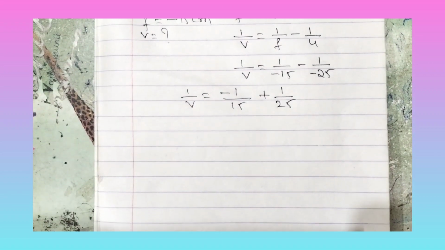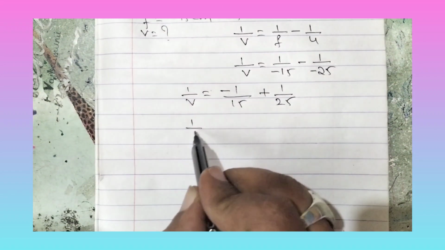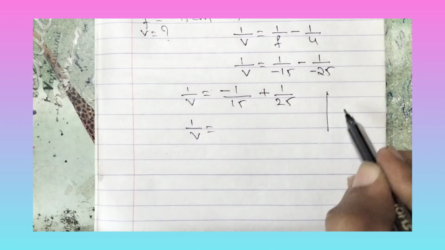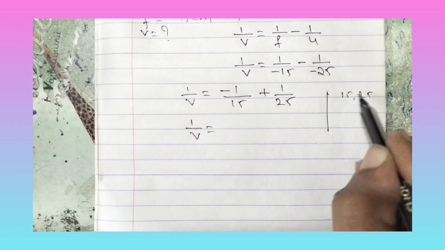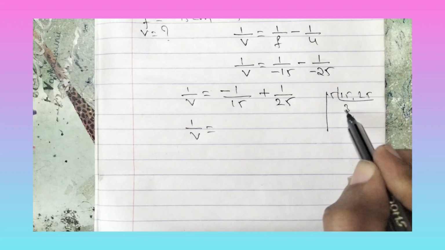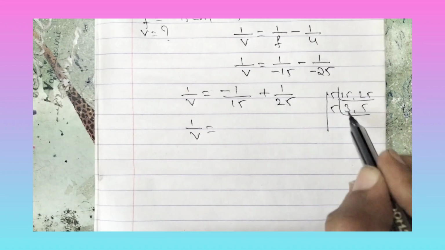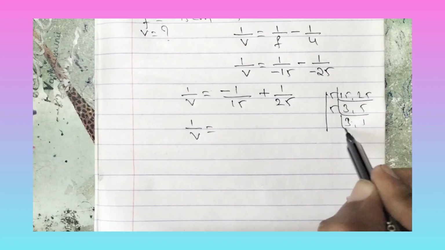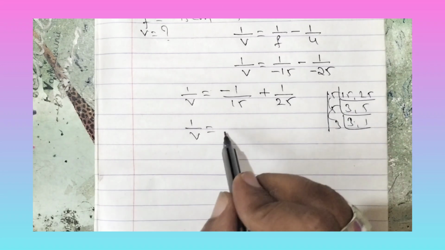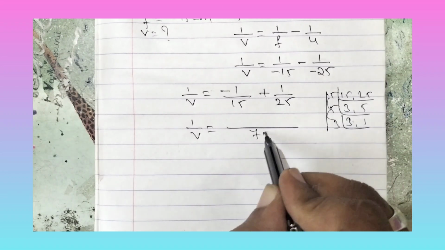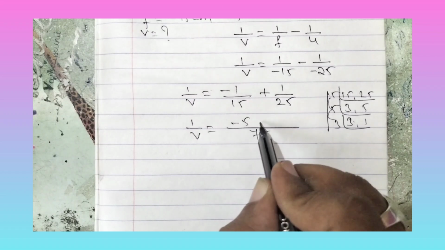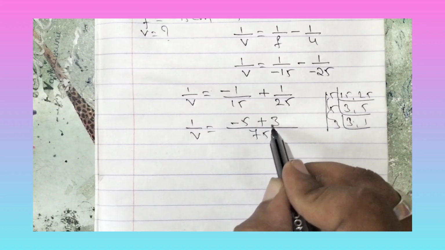Now let us take the LCM of 15 and 25. 5 3s are 15, 5 5s are 25, so 5 3s are 15, 5 5s are 25. So 75 is the LCM. In 15, 5s are 5 times, plus in 25, 3s are 3 times.